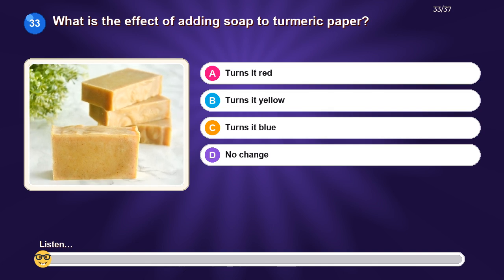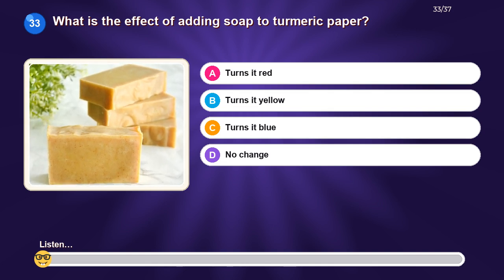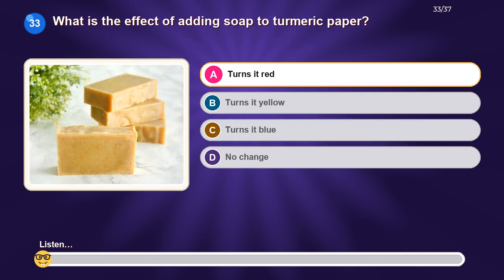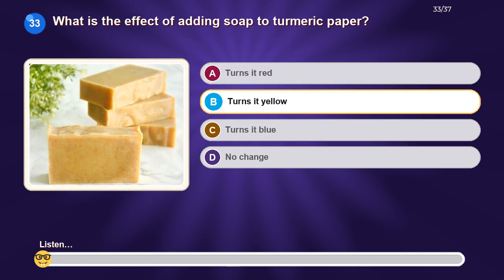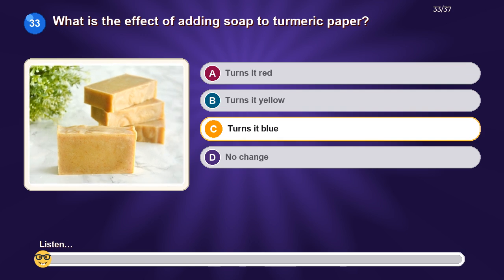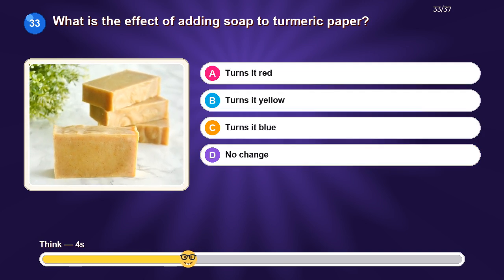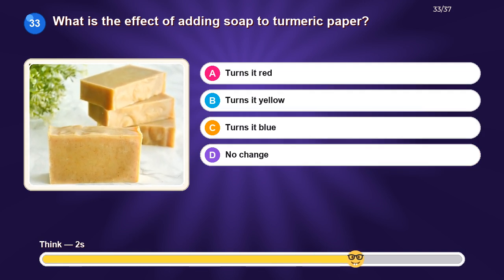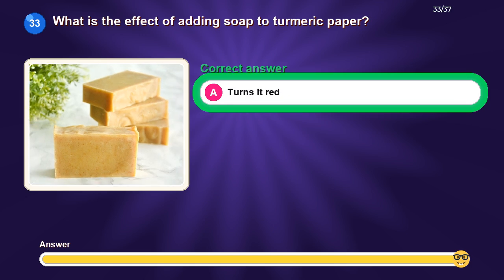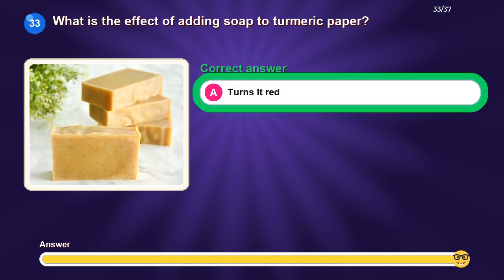What is the effect of adding soap to turmeric paper? Option A, turns it red. Option B, turns it yellow. Option C, turns it blue. Option D, no change. The correct answer is turns it red.